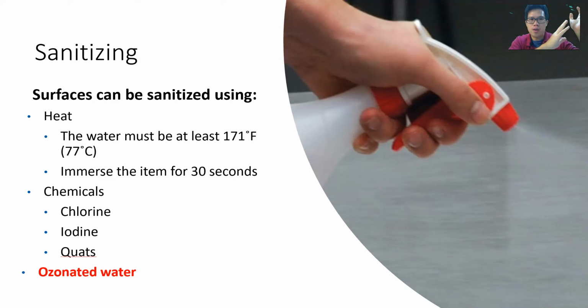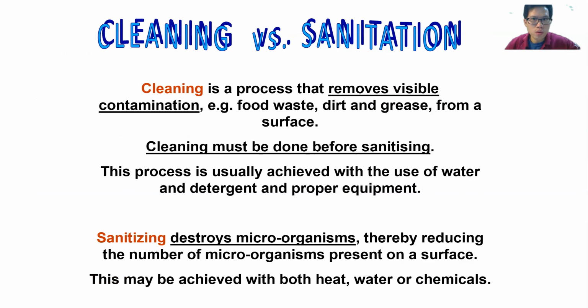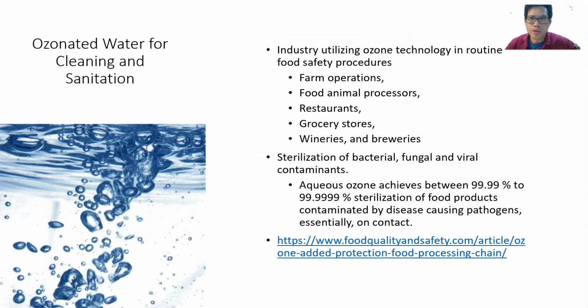It's O3. Once you link the water to the system, you just turn on the pipe, and the water will come out ozonated. This ozonated water is available in the kitchen of Taylor's University.